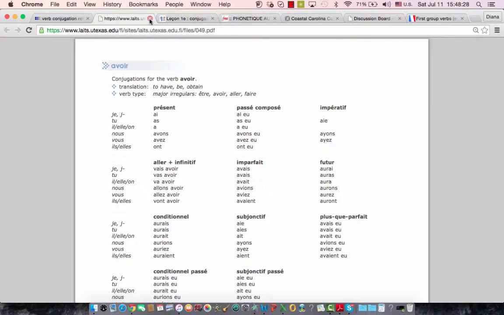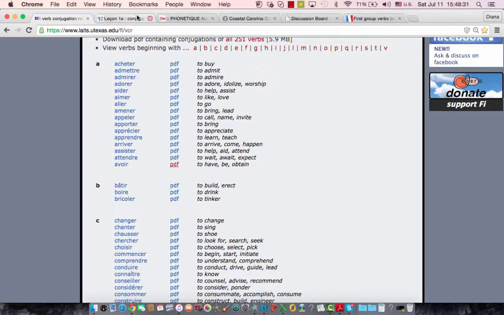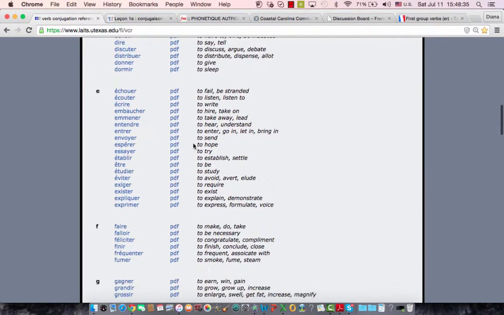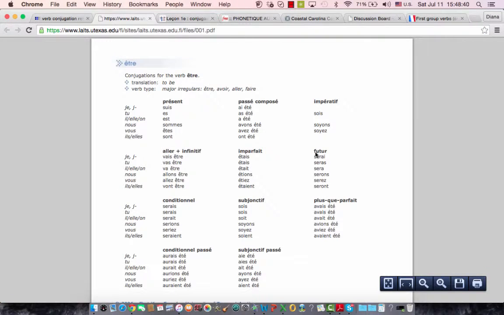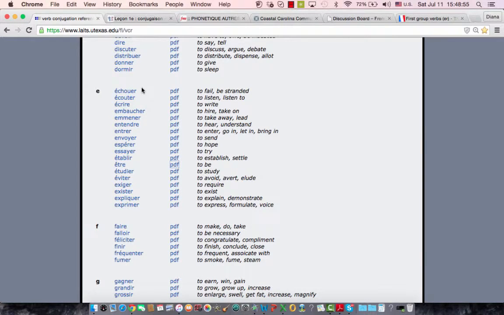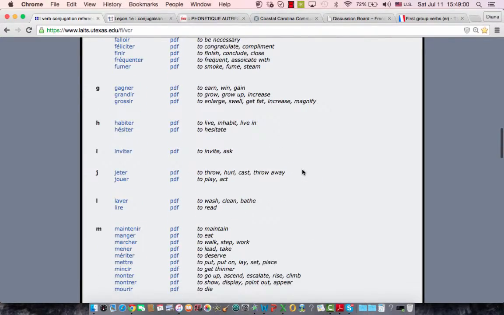After I reviewed the verb avoir, I want to review the verb être, so I go under E, there it is. Je suis, tu es, il est, elle est, on est, nous sommes, vous êtes, ils sont, elles sont. Très bien.